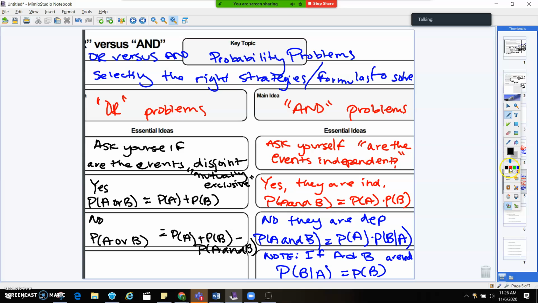Okay, and one thing to note is that if A and B are disjoint, then the probability of A and B is going to equal 0.